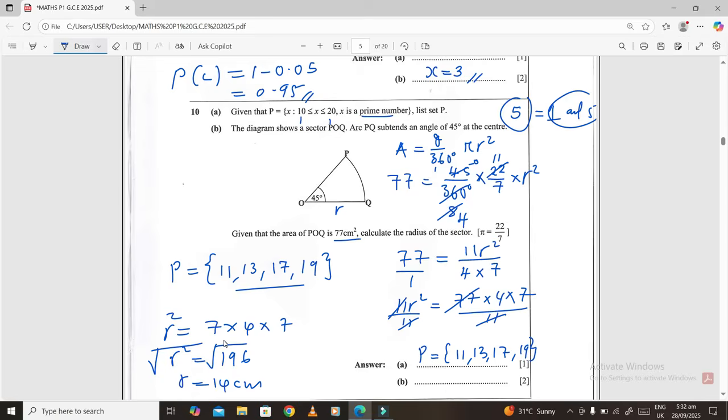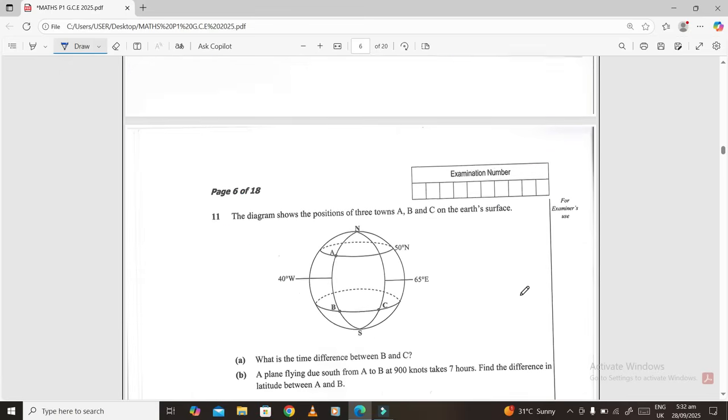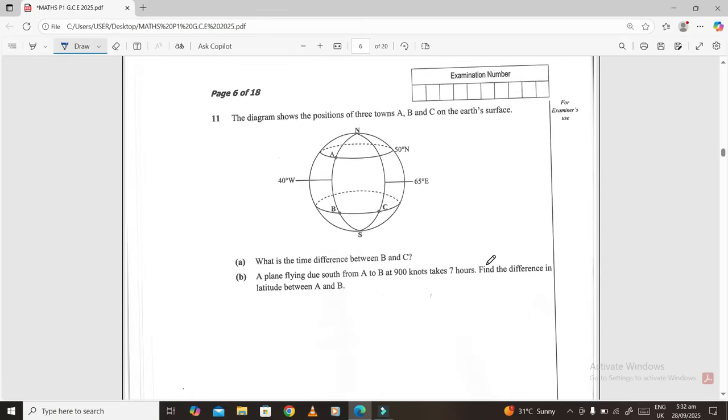So the square root of 196 is 14. So R is 14 centimeters. That's what we're looking for. We now go to the next question here. For the next question, they want us to find the time difference between B and C. So time difference can be found using this formula. So just keep this formula in your head.